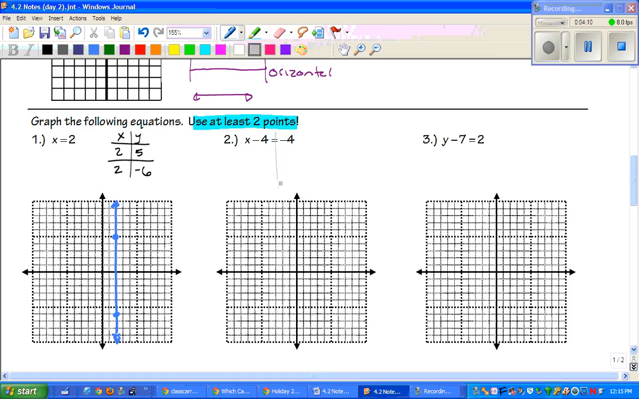All right, for the next one, x is not by itself. So we have to solve for x. -4 plus 4 is 0. So do a positive number and a negative number. It can be whichever numbers you want. So (0, 3) and (0, -7). Those are our 2 points. And now let's draw the line. And that one is right on the y-axis. Okay? All right, next one.